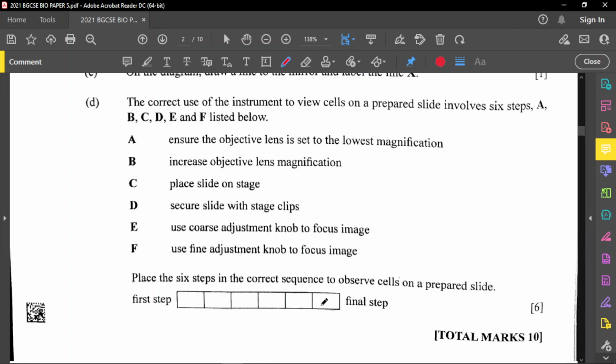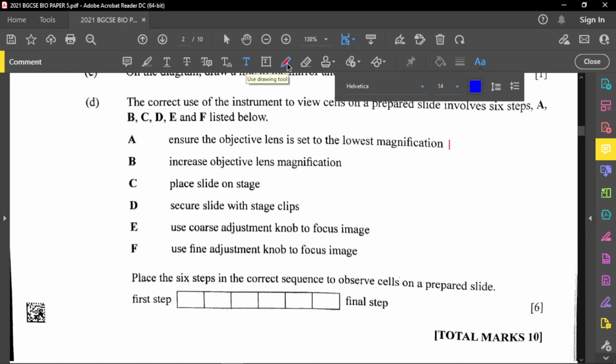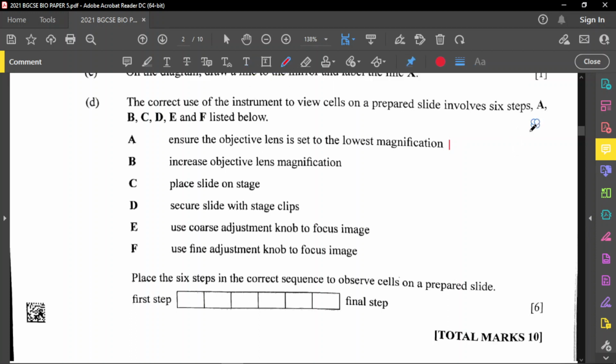Oh, Lord. 6 marks. So let's include our 10 marks. So it's only 6, so we're going 4 marks already. So the very first thing you have to do here is to ensure that the objective lens. The first thing is always look. So this one is the most important one, and just to make it clear, always start off with the lowest possible objective lens. That's the first thing you always do. Turn the microscope to the lowest objective lens. Always, that's the first thing.